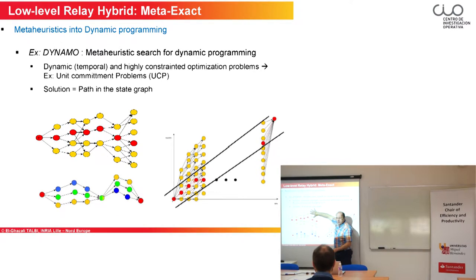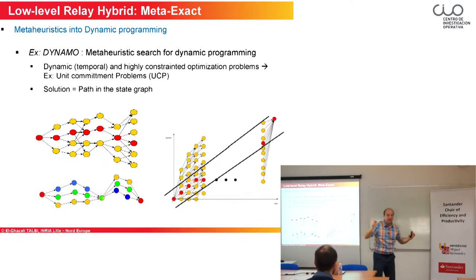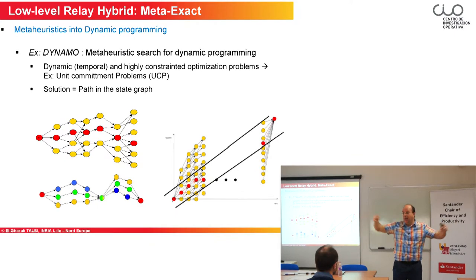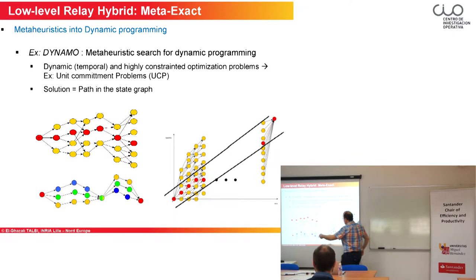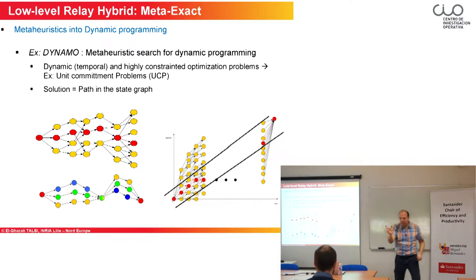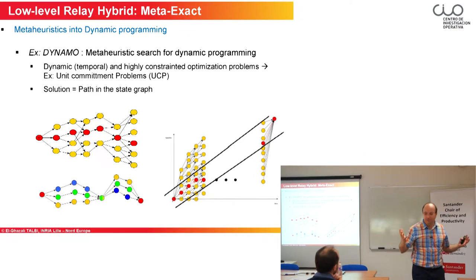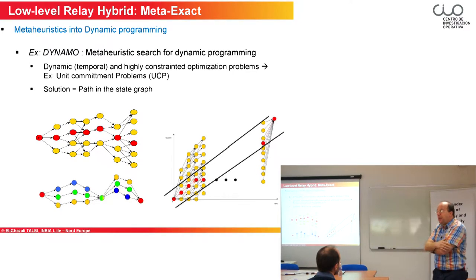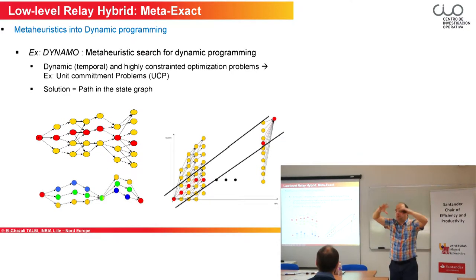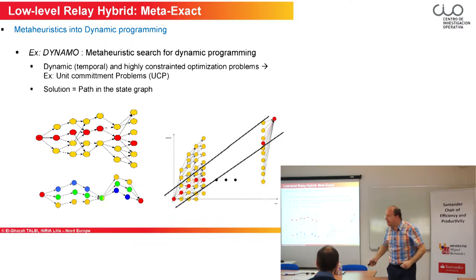You will explore a graph of states. In dynamic programming, you have to generate this graph, of course, and you find in this graph the shortest path. But in real problems, you cannot generate this graph. It's a huge graph. So what's the idea? Instead of generating the complete graph and then finding the shortest path, we will use metaheuristics to generate the most interesting part of this graph.